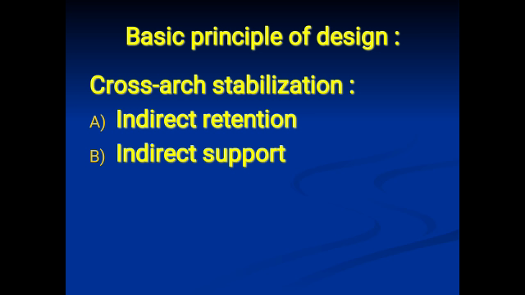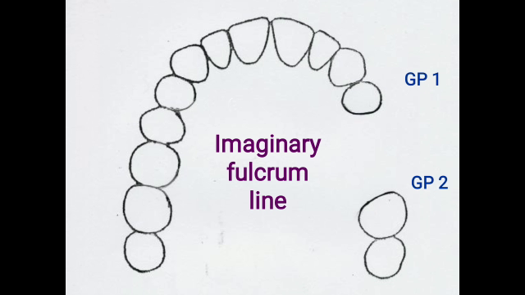In doing so, we are getting a cross arch stabilization. And how we are getting that cross arch stabilization is by adding components from one side to the other side, and both the components are being connected with the help of a major connector in between. So we are fabricating a removable partial denture with components on either side of the arch which are connected with the help of major connector. That helps in reducing the amount of rotation around the fulcrum line.